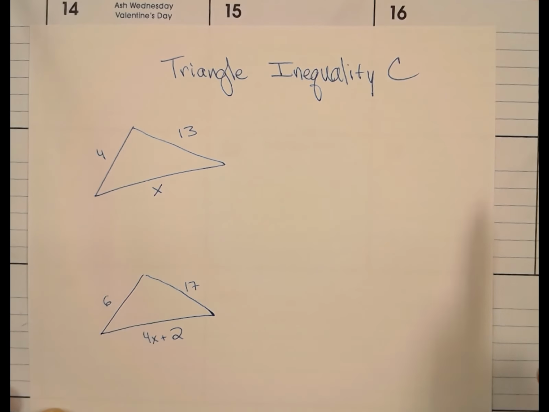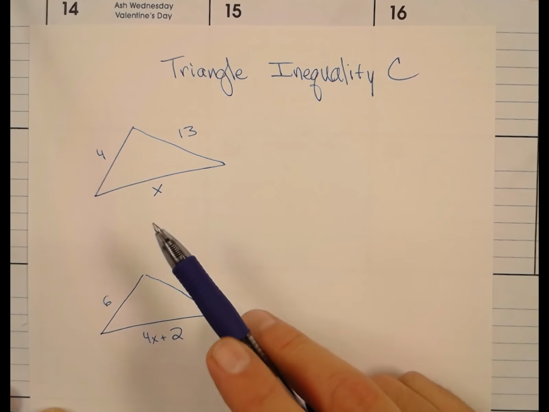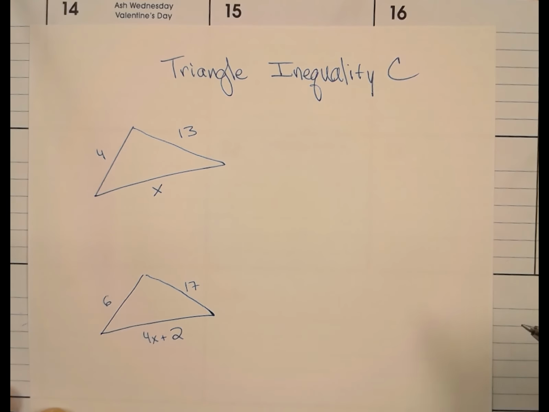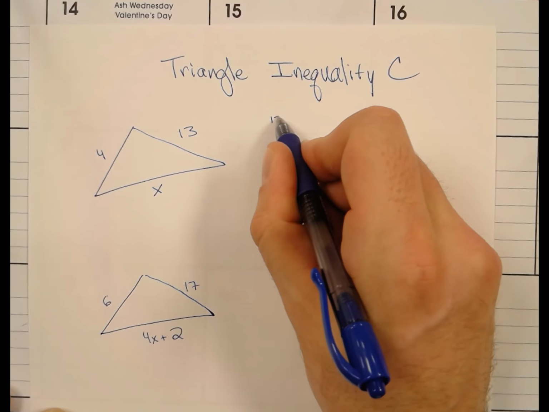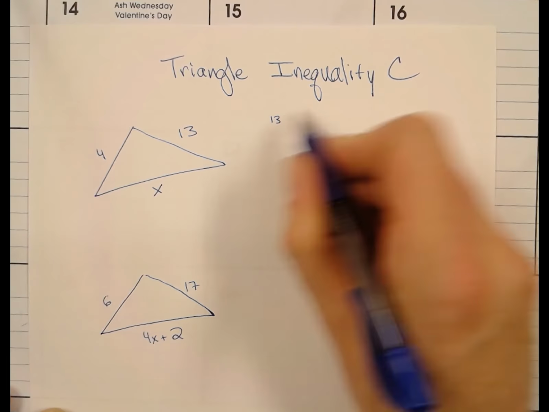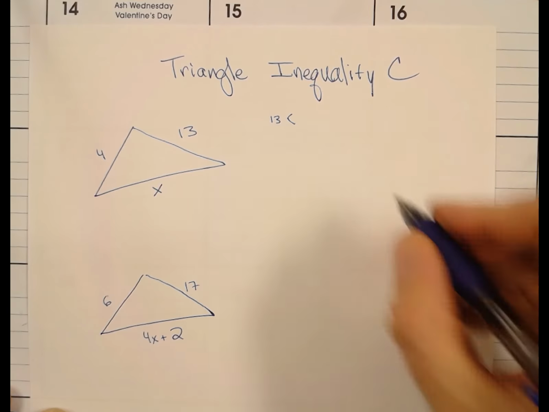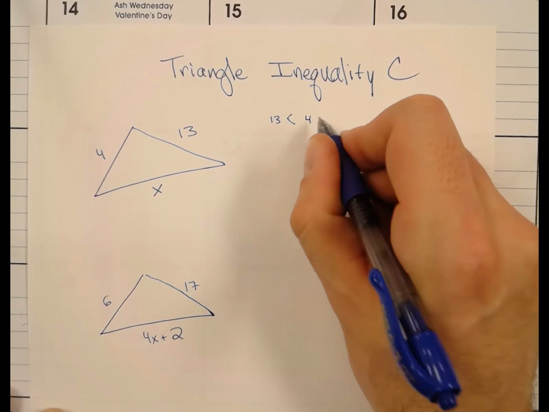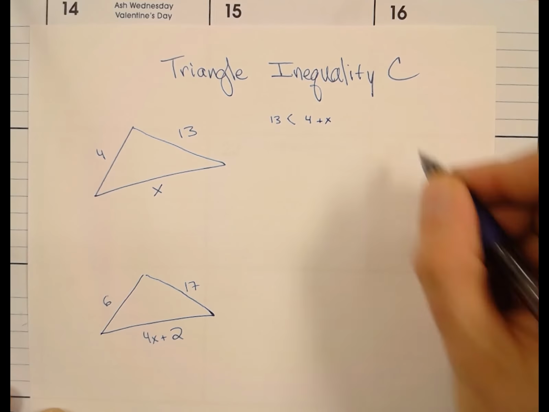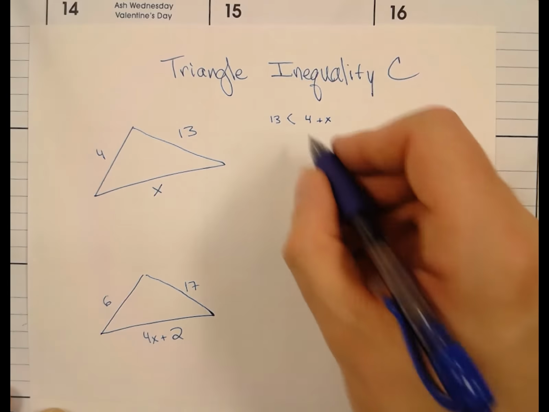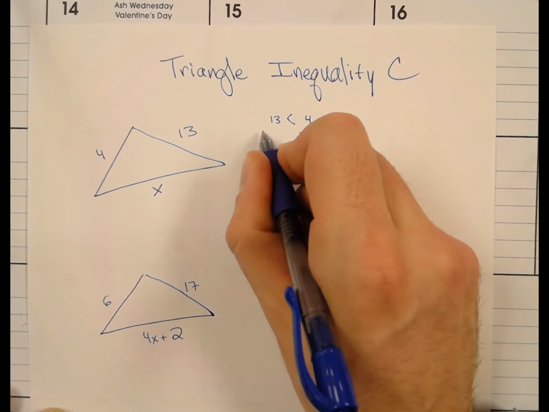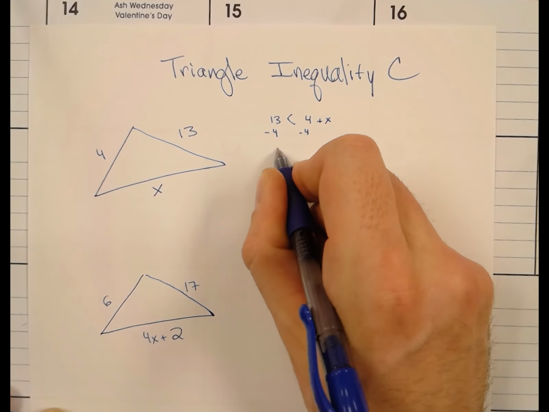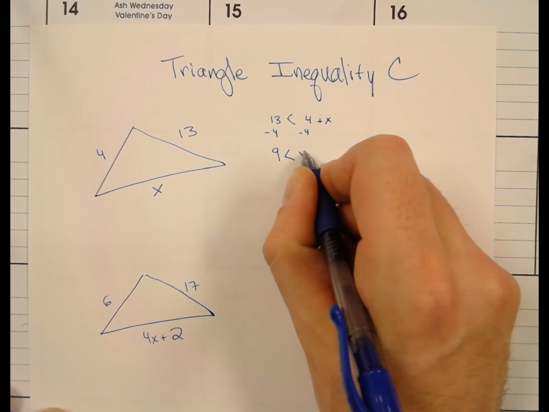Well, with a variable, maybe 13 is the longest side, but maybe x is the longest side. I'm not sure. So you have to write a couple inequalities. You have to guess maybe 13 is the longest side, and if it is, it needs to be shorter than the other two sides added together. And now let's solve this inequality. We can subtract 4 from both sides, and we get 9 less than x.